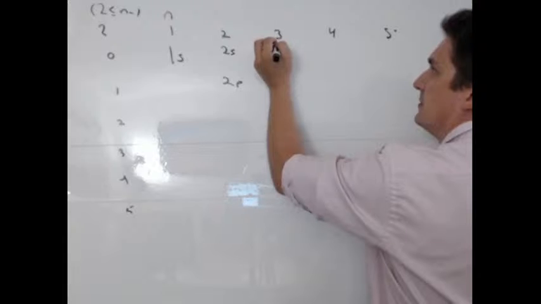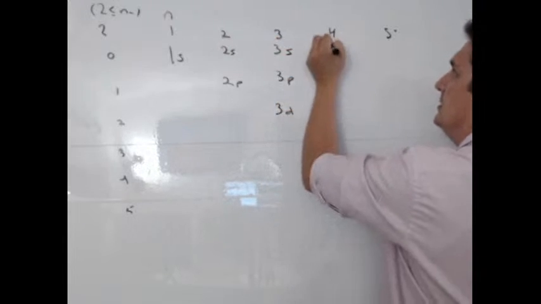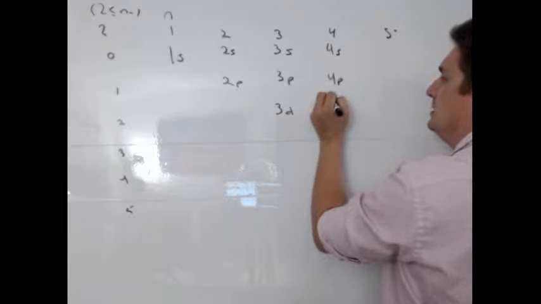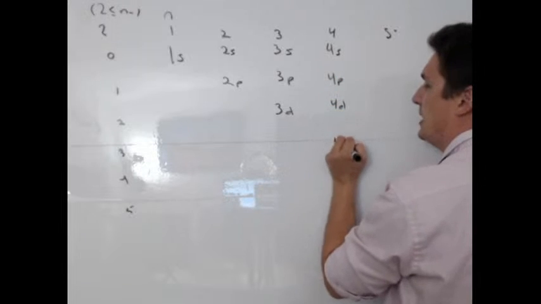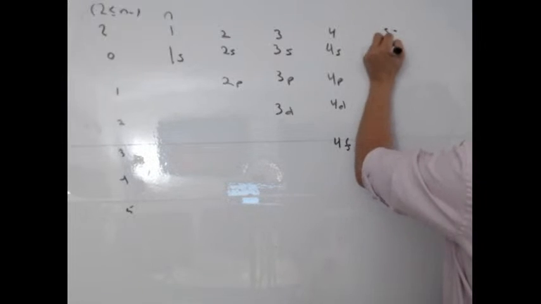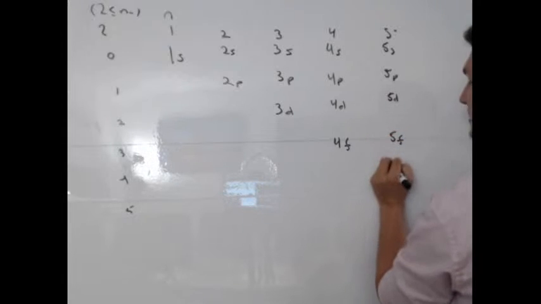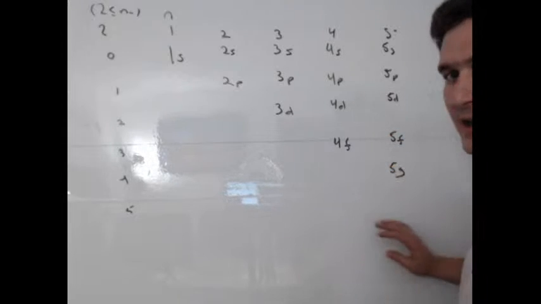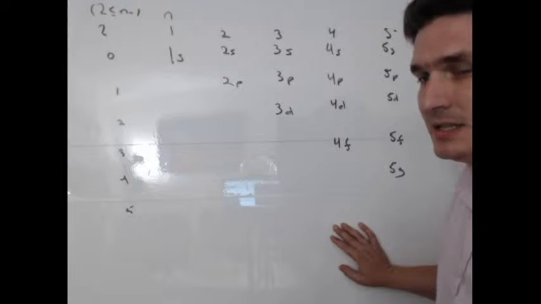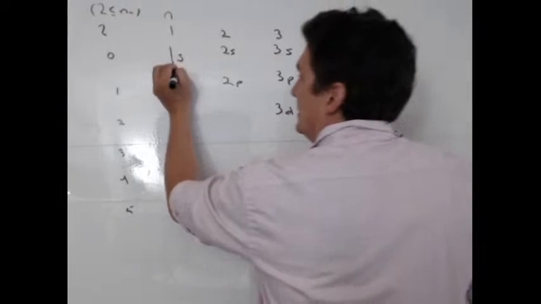For 3, we have 3s, 3p, 3d, 4s, 4p, 4d, 4f, 5s, 5p, 5d, 5f, and there are actually 5g orbitals that are so high in energy they're not particularly accessible. And so that's where these atomic orbitals come from.